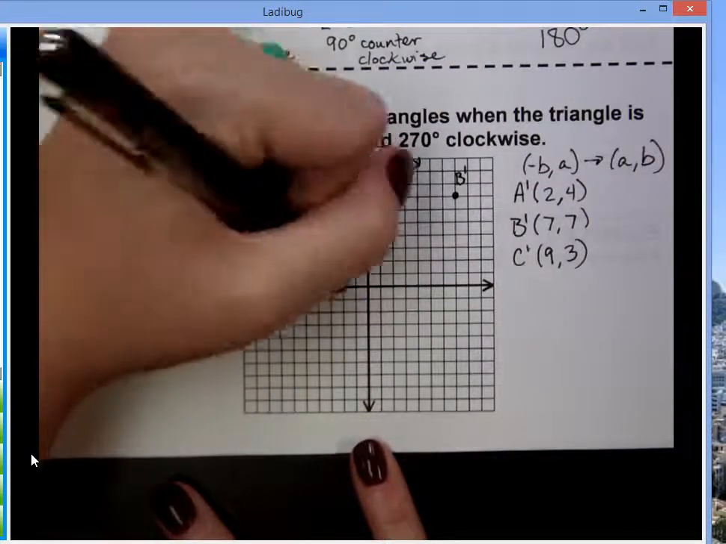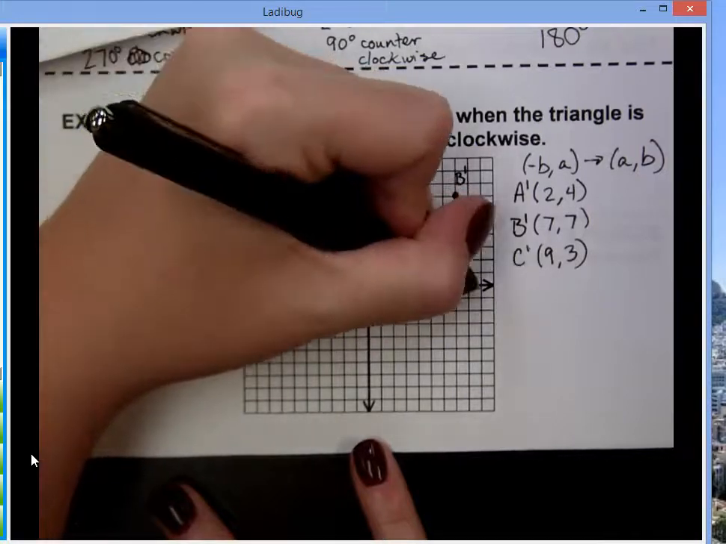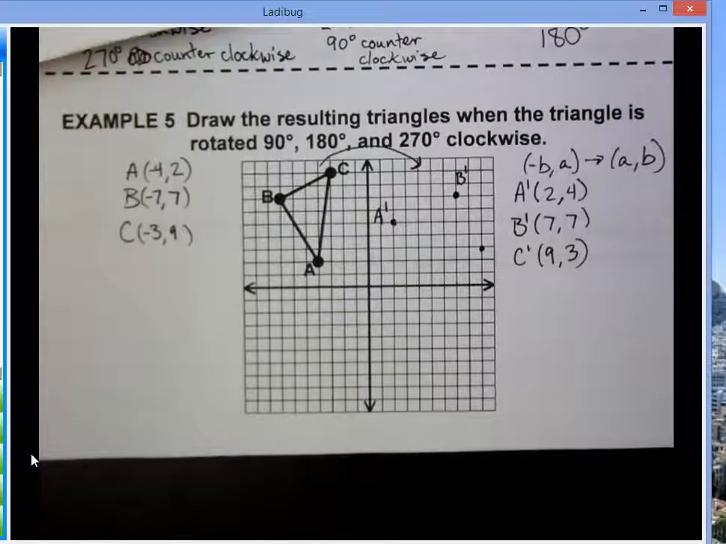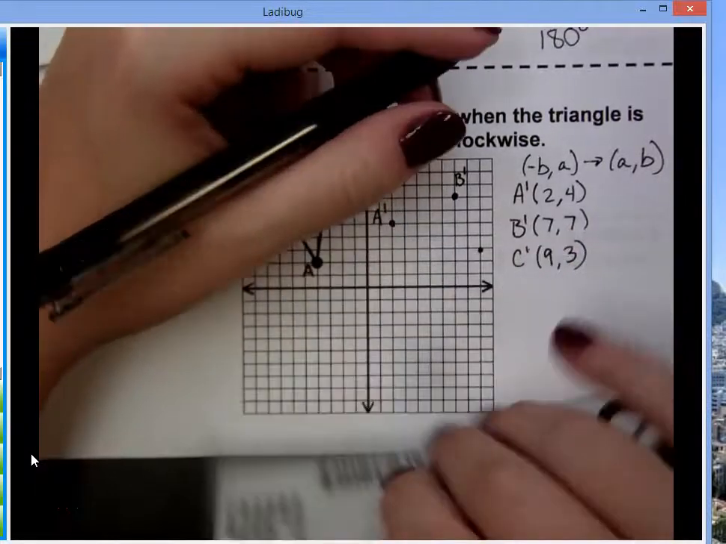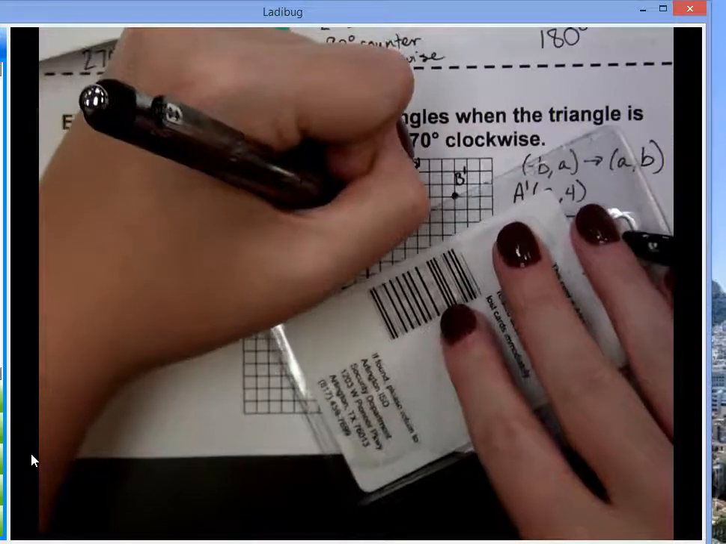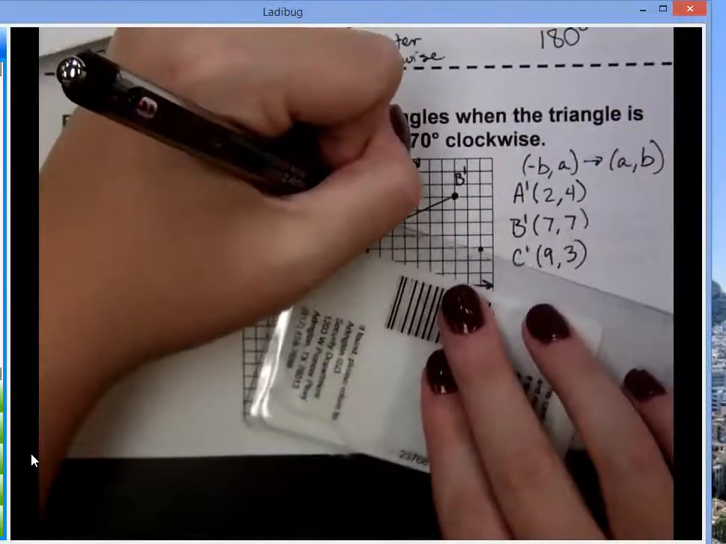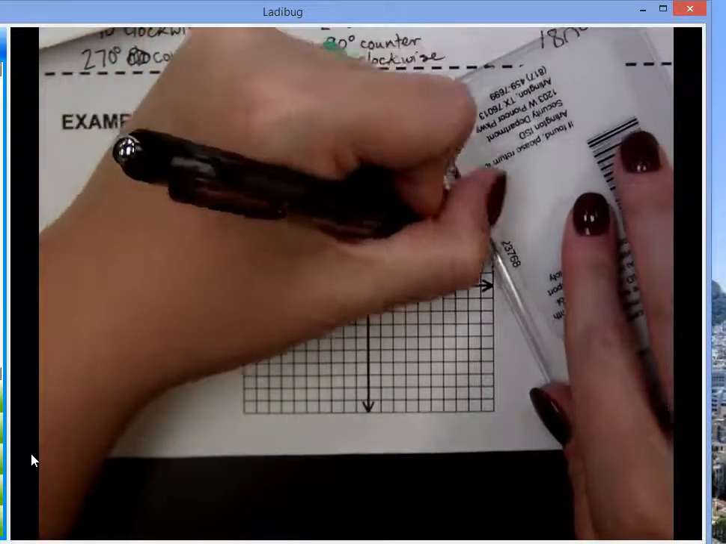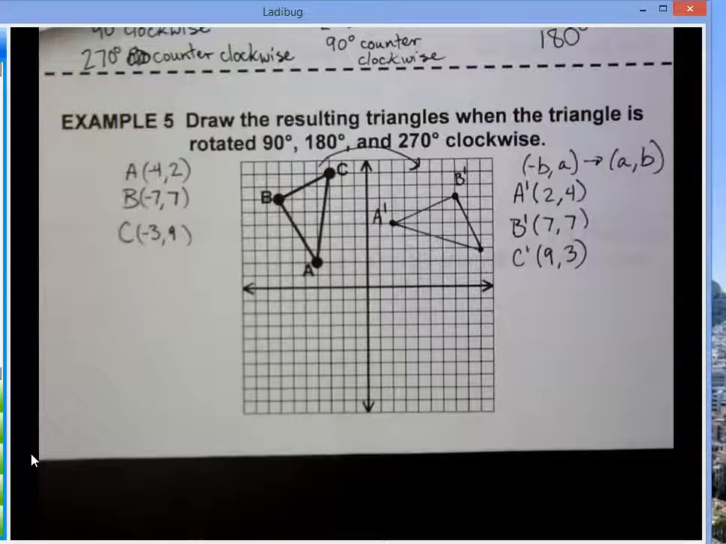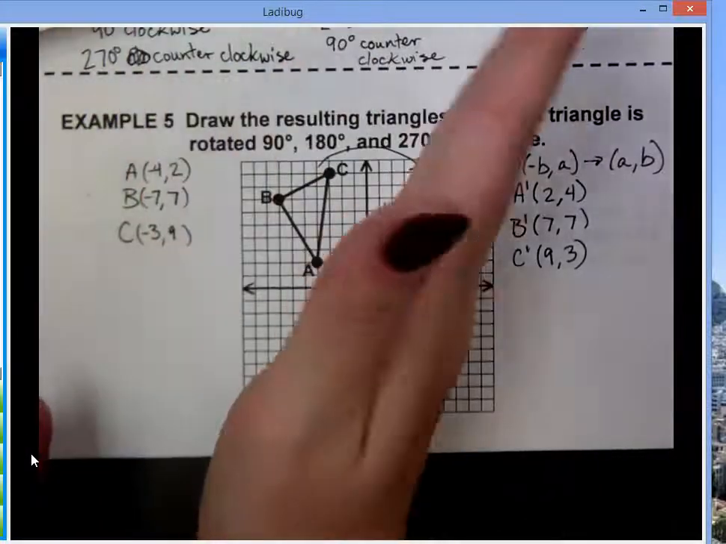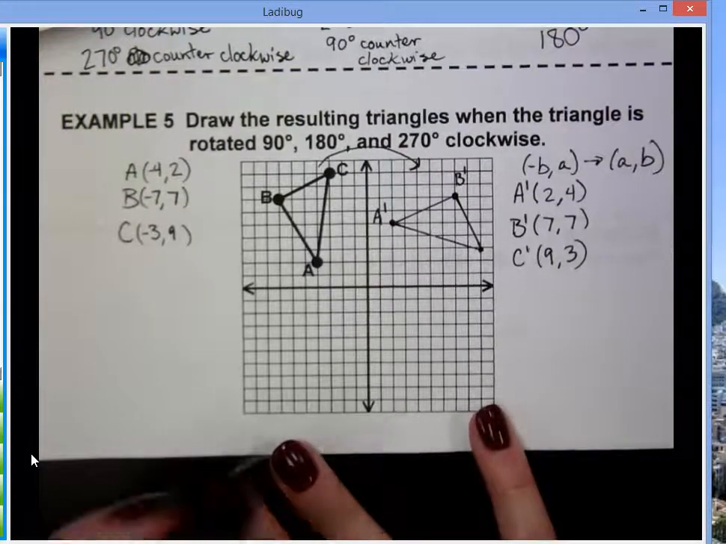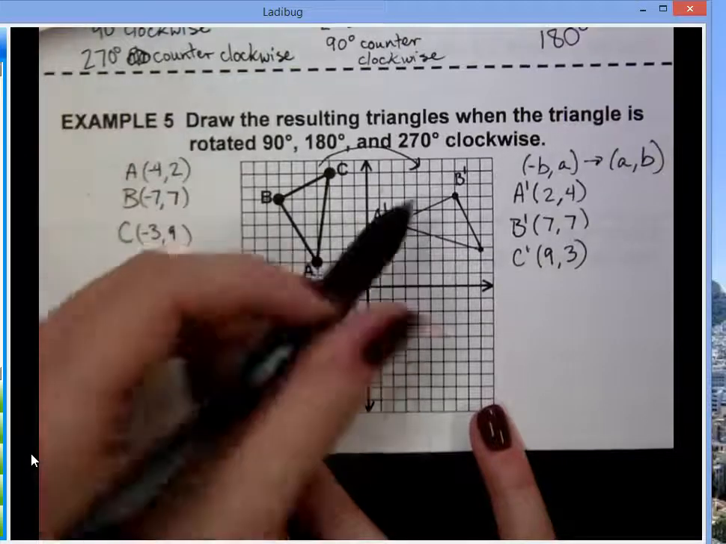And then our C prime is 9 and then up 3. So what we have done is we have rotated this entire figure 90 degrees clockwise. Okay, so it just went from here, and then if you think about it, it rotates like a clock, and it goes that way. Okay, so now we want to rotate it again.